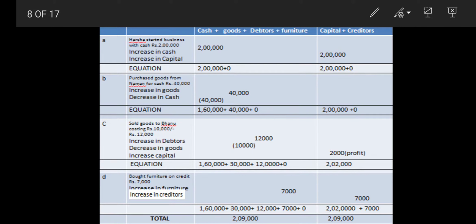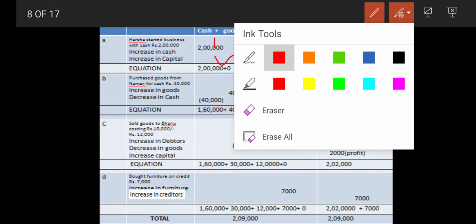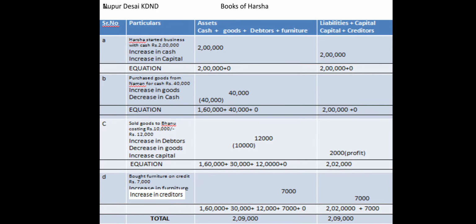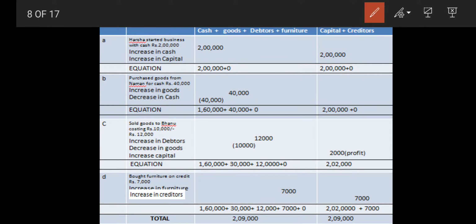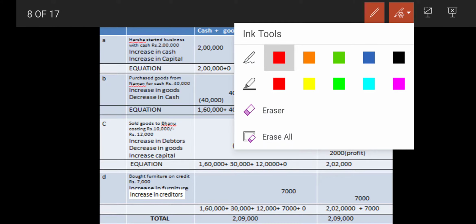Very first transaction: Harsha started business with cash rupees 2 lakhs. So in this case, one column will be introduced, that is the cash column, and here the capital column will be introduced. On both sides you have 2 lakhs because they are both increasing. So both are increasing, we have to put it down over there, and then we have to check whether your equation is set or not. So here the column will come for the equation. That will give you 2 lakhs plus 0, same way 2 lakhs plus 0. So here our equation has been set.